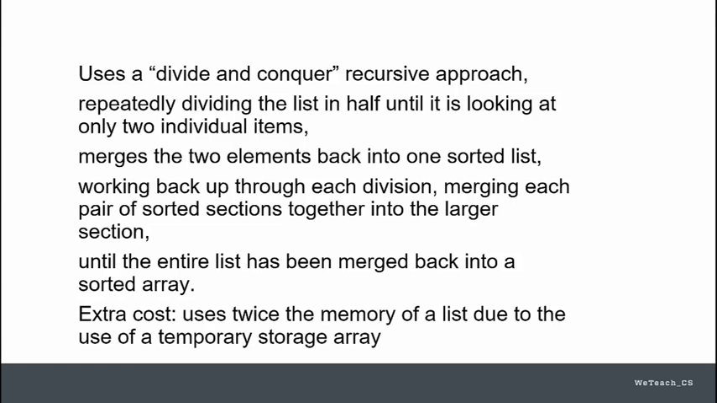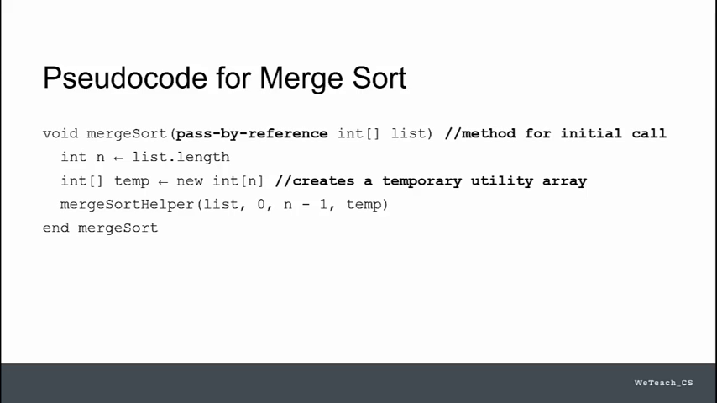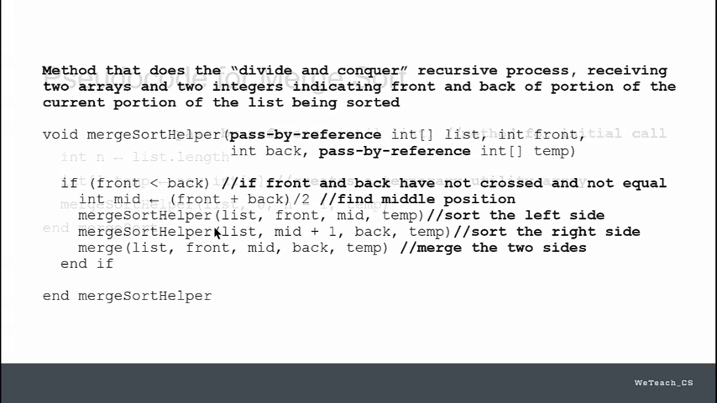The problem with the merge sort is that it uses twice as much memory for a temporary storage array that's used in the process. Here's the pseudocode for the merge sort, at least the first part of it. Merge sort is called with the original list, which is passed by reference, and then a new temporary list is created the same size as the original list. Those two lists, as well as a front and back marker, are sent to a method called merge sort helper.